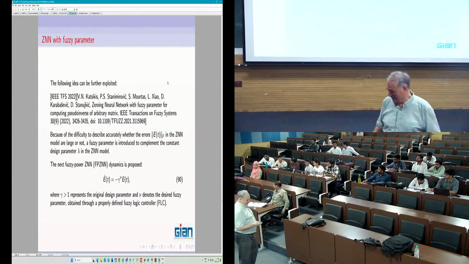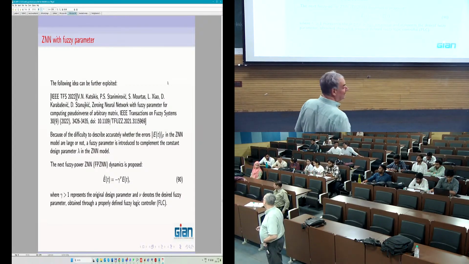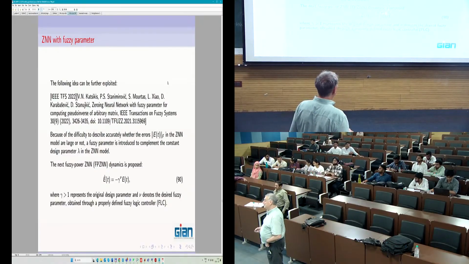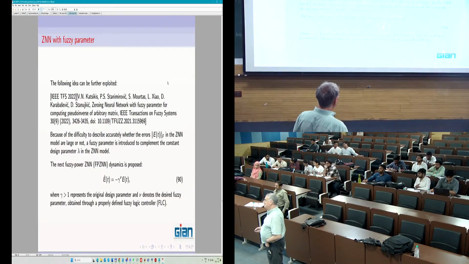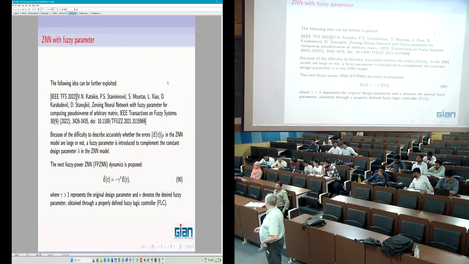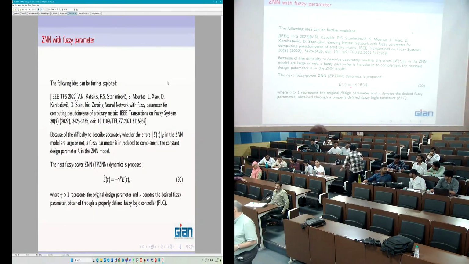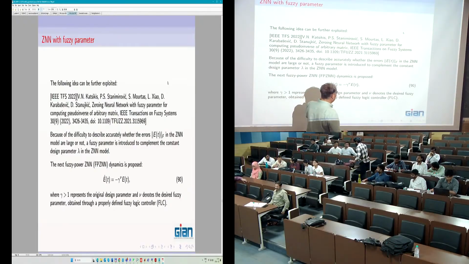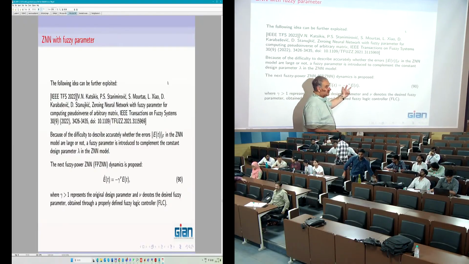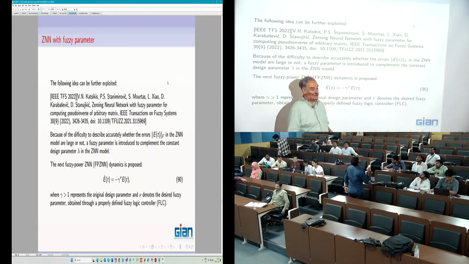So what kind of application in fuzzy? The GNN, ZNN. Here is the application: defining one more parameter used as an exponent. It is not the only possible choice. Gamma plus nu was another choice. We tried different choices.